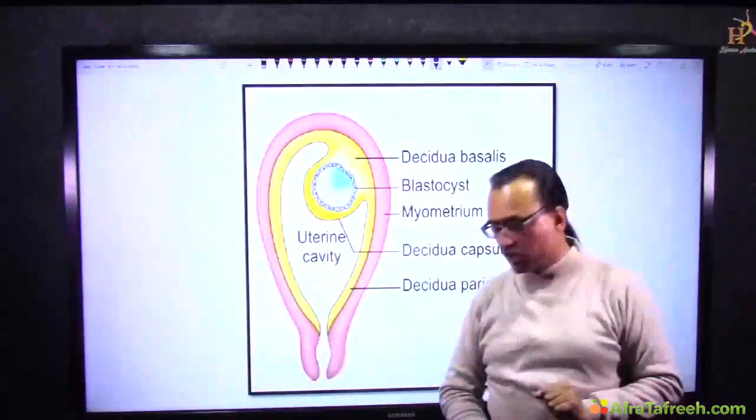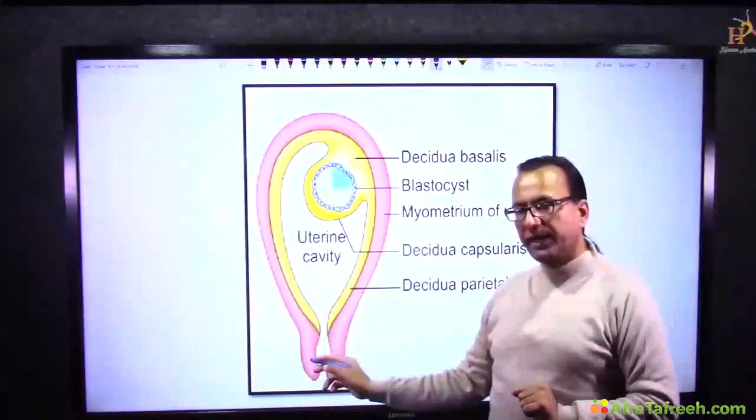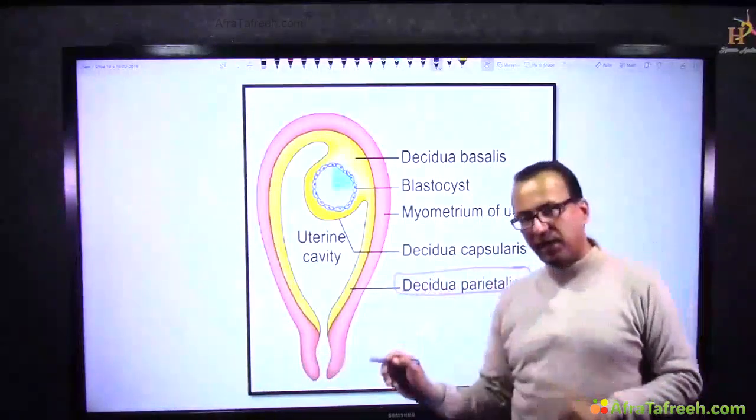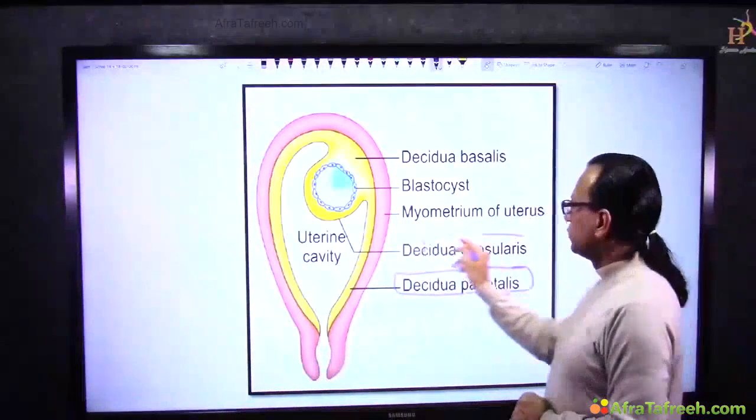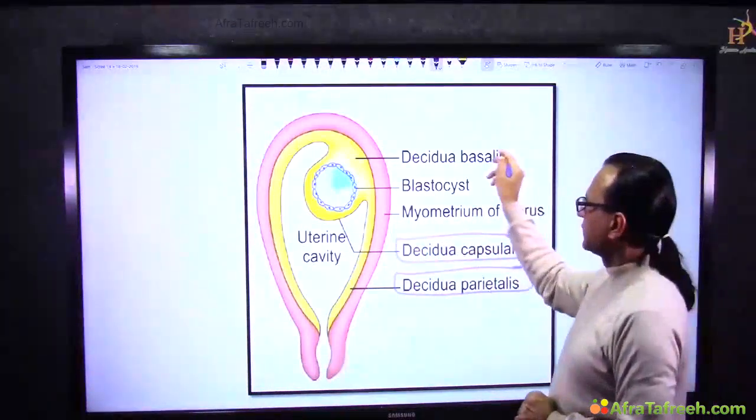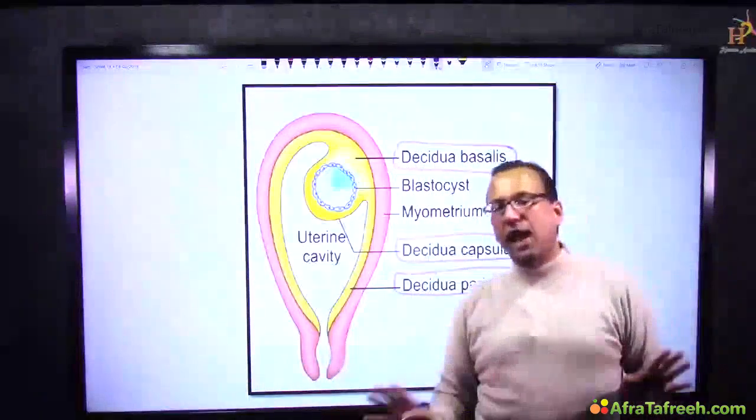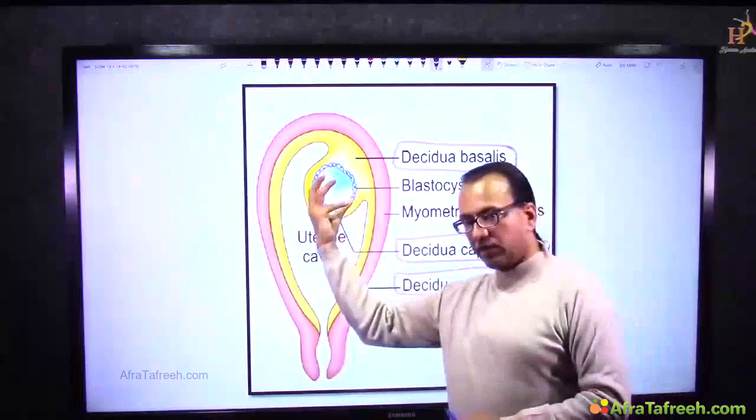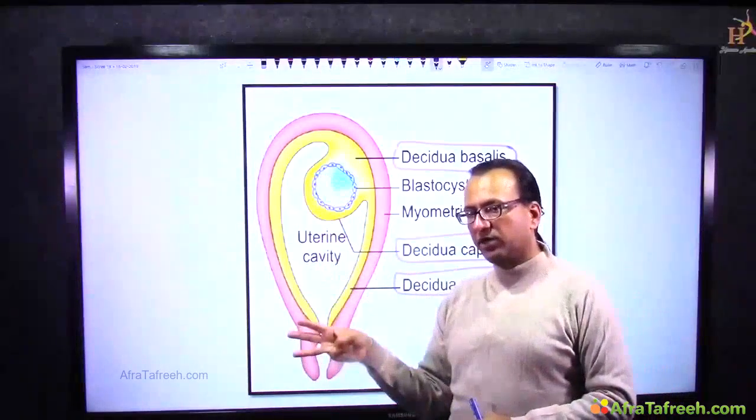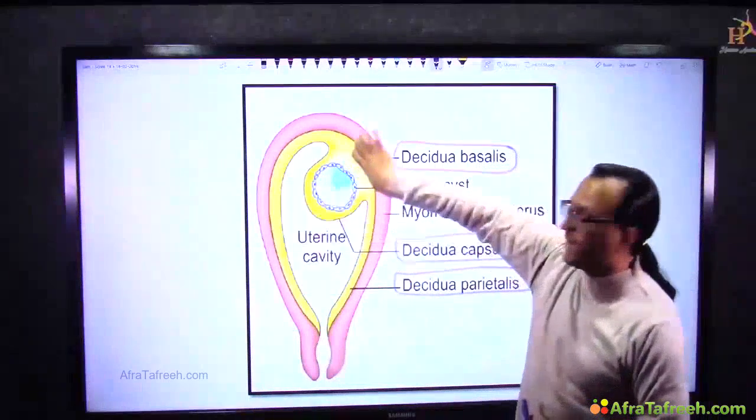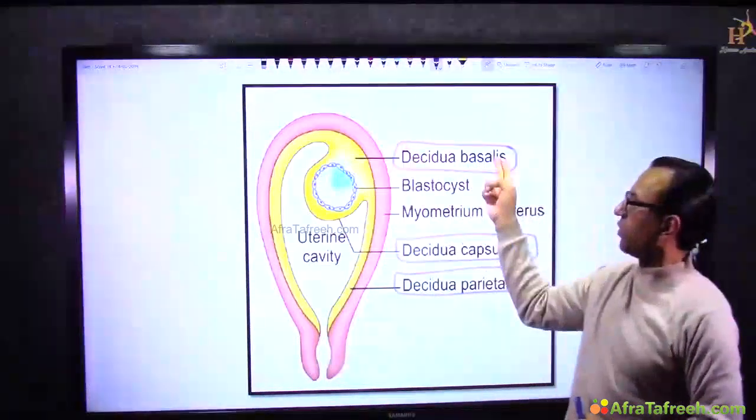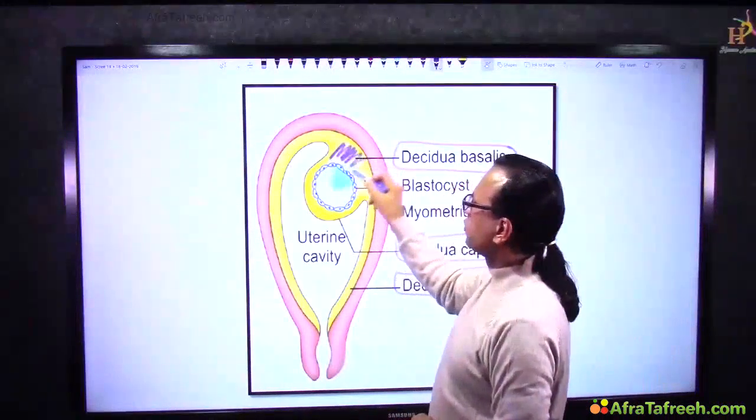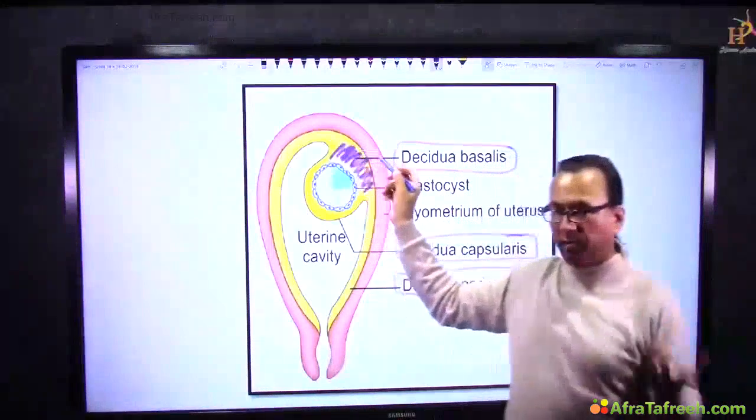Here we are looking at the uterus, which is lined by the endometrium. And that endometrium has names like decidua parietalis, decidua capsularis, and decidua basalis. This is all endometrium of the gravid uterus, meaning the baby is already there. The endometrium has three parts. The one where the baby is implanting is called decidua basalis. And that decidua basalis is the one which is going to form the uterine placenta or maternal placenta.